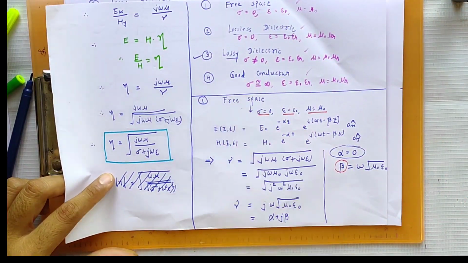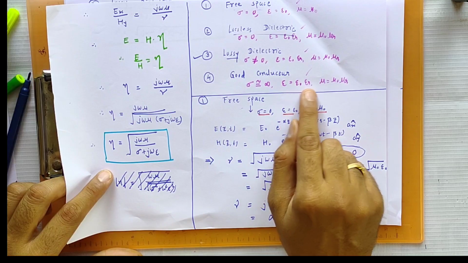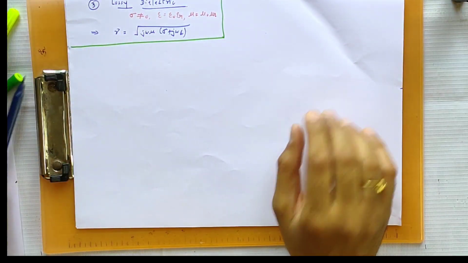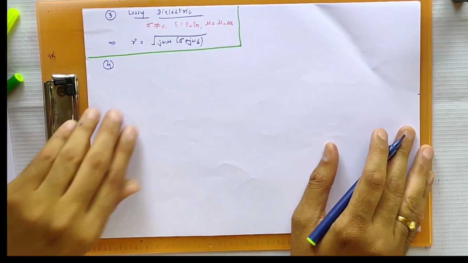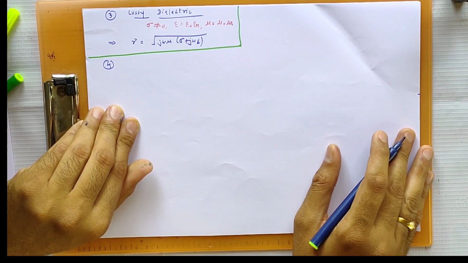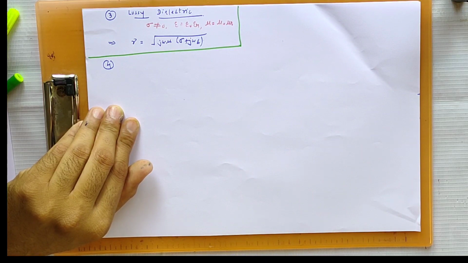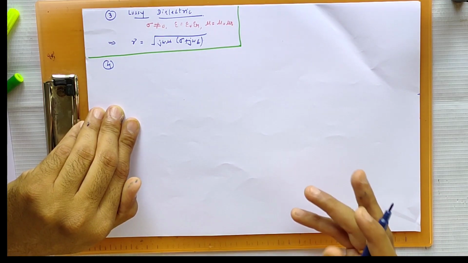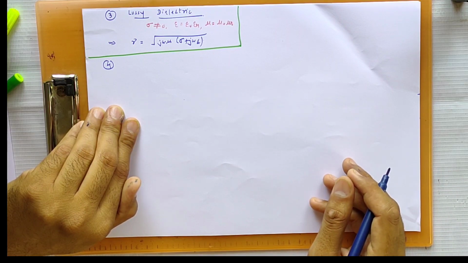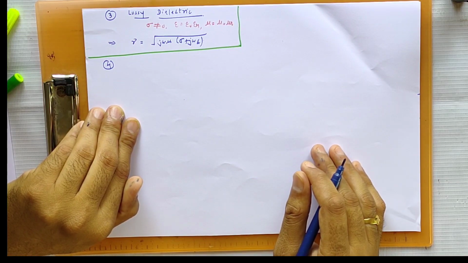For the good conductor, the conductivity is ideally infinity, epsilon equals epsilon 0 epsilon r, mu equals mu 0 mu r. Now the next question: explain electromagnetic wave propagation in a good conductor. It is an important question from an exam point of view. The question is asked in this way: explain electromagnetic wave propagation in a good conductor, or what is the skin effect, or what is skin depth, derive the equation of skin depth. It is a very important question.